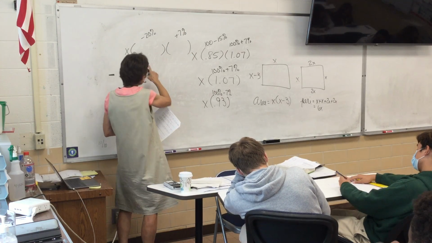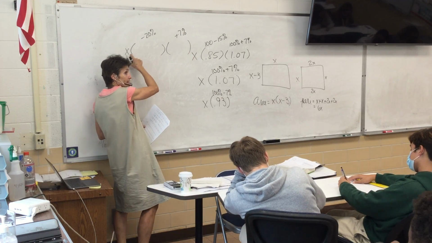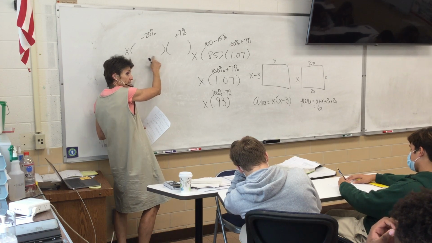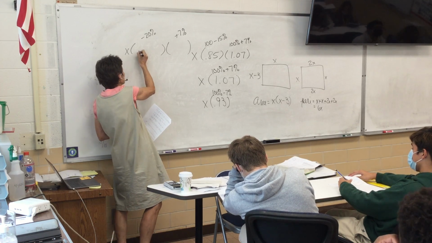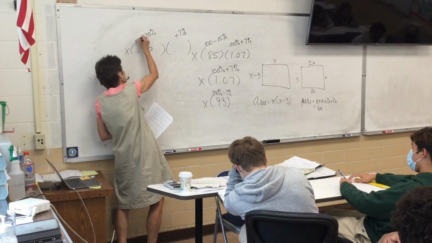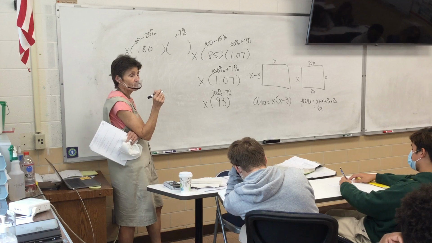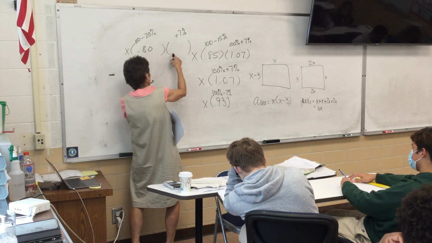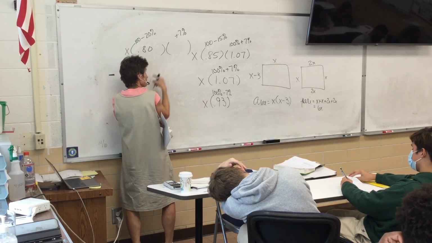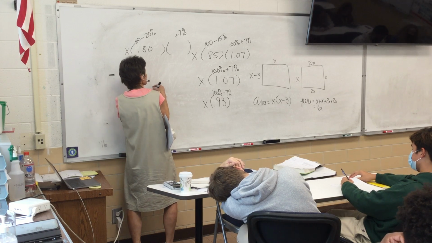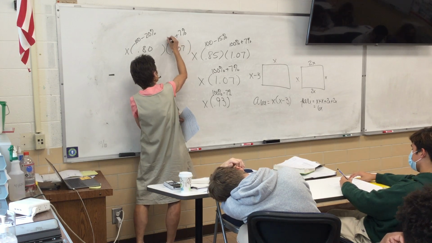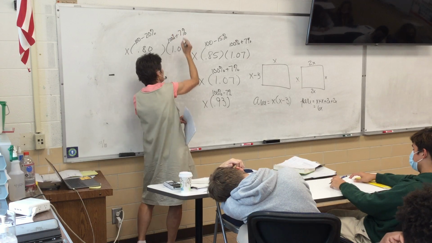So what am I gonna multiply by if there's a 20% discount? 0.80, because it's 100 minus 20. And then what am I gonna multiply by if I have to pay 7% tax? 1.07, because it's 100 plus 7.